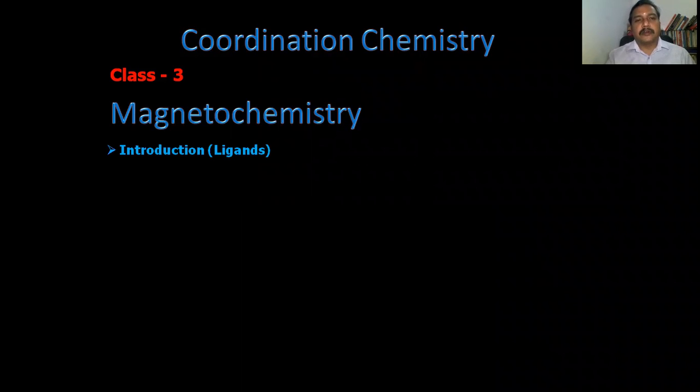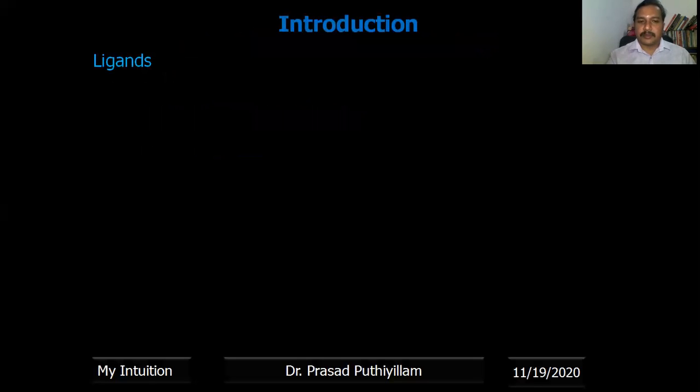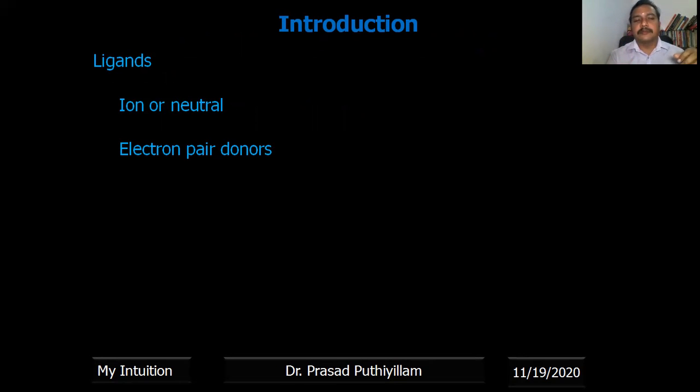Now, continuation of the introduction part, that is ligands. What are ligands? Ligands are either neutral molecules or ions or atoms. Atoms means atom, and molecule means group of atoms. So it may be an ion or a neutral. They are electron pair donors. That means these atoms or groups of atoms are able to donate electrons to the central metal atom.